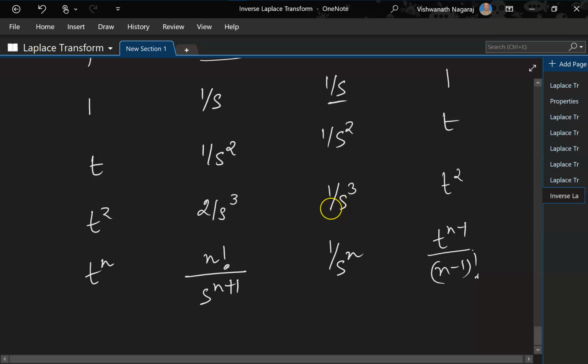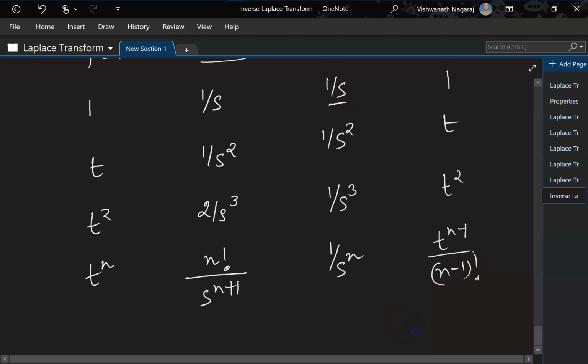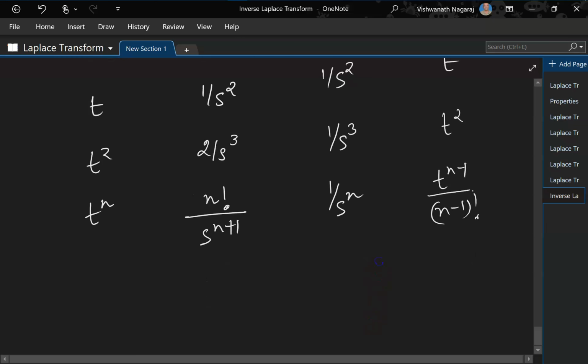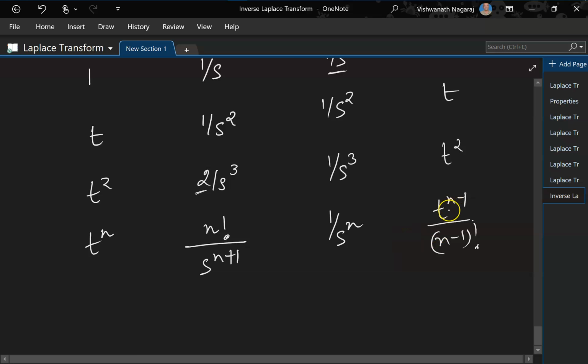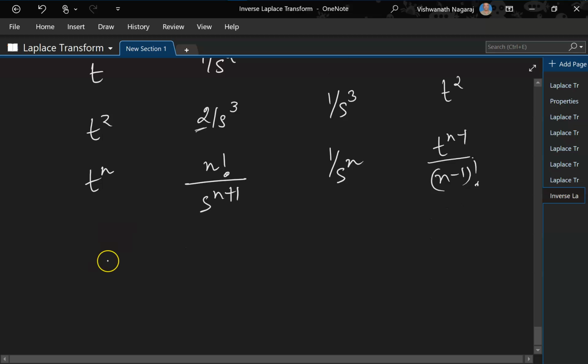So if it is 3, then this will be 3 minus 1, 2. So t square by 3 minus 1, 2 factorial. Okay. So be very careful with this. And remember, once we do that, for example, 3 we were doing, this will be t square by 3 minus 1, 2 factorial, to cancel what? To cancel this 2, right? So that you end up with t square. Okay. Now let's proceed further.